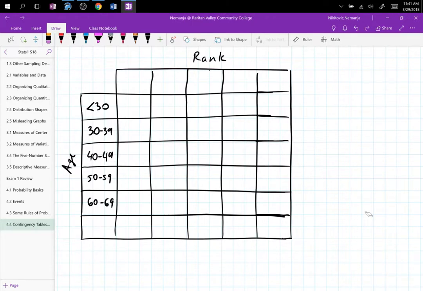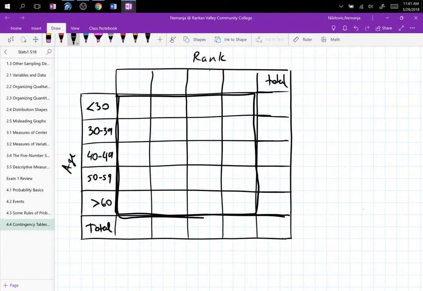Actually, wait. No, just over 70, over 60. So larger than 60. And then we have a total. The last one is also total. The data goes in the middle, in this bold part of the chart.